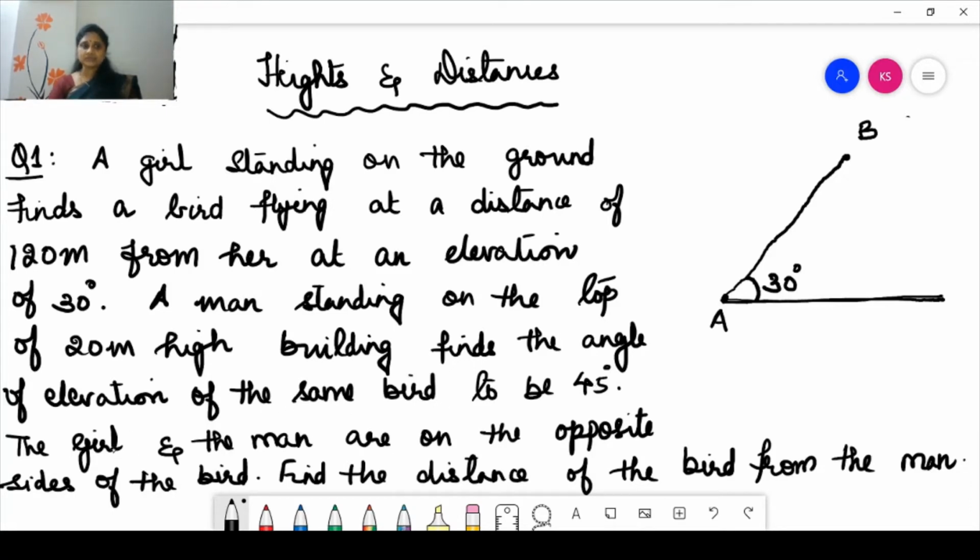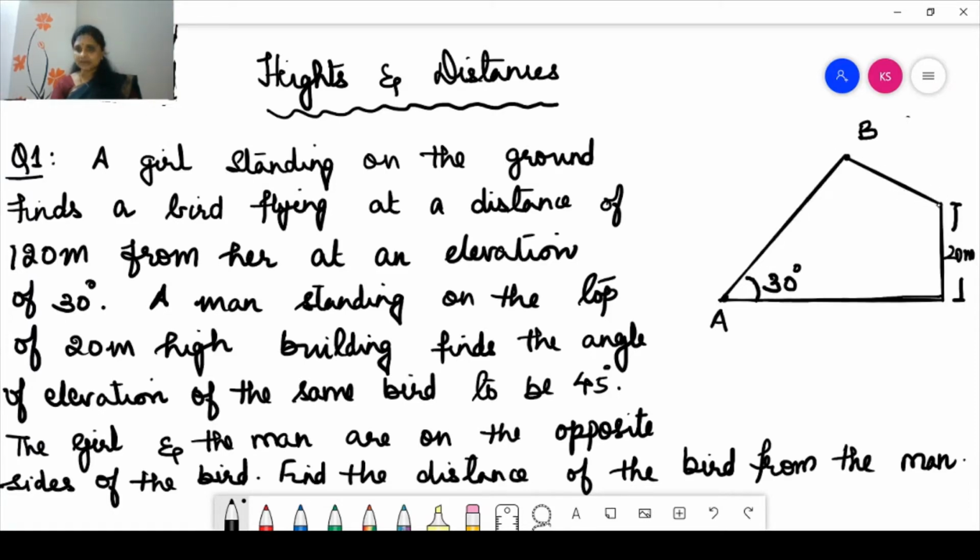Let's read the question. The girl and the man are on the opposite sides of the bird. So the bird is here, so the man is going to stand on the other side. So the building is somewhere here, and that building is 20-meter high. And the man is standing on top of it, and from there the angle of elevation. So he's looking up at the bird.